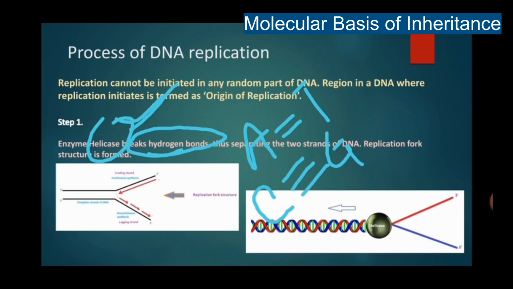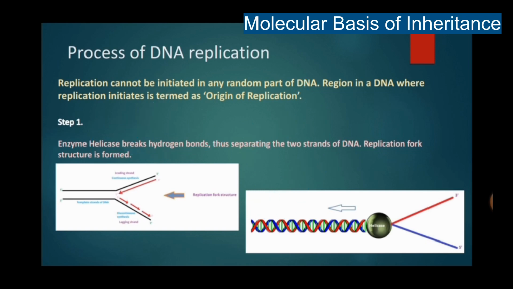And when the hydrogen bonds are broken, what happens? The two strands separate, and when the two strands separate, a structure is formed. Due to its shape, that structure is known as the replication fork, right? So it is said that a replication fork is formed. Once this structure is formed, only then does the action of DNA polymerase start, right?